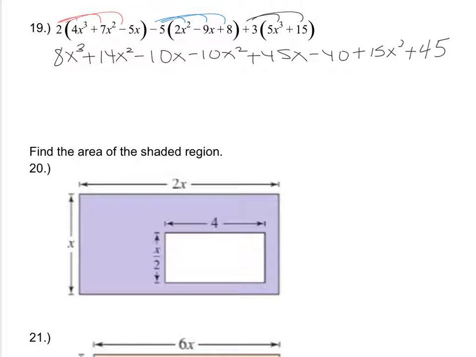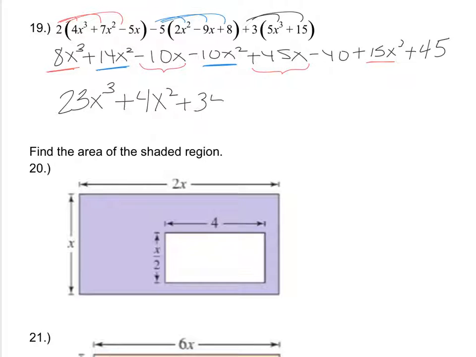Okay, we're looking for our like terms. The biggest exponent I see here is the x to the third, and I have 2 of those. So those are adding. 8x to the third plus 15x to the third is 23x to the third. 14x squared minus 10x squared is positive 4x squared. Minus 10x plus 45x is a plus 35x. And then finally, minus 40 plus 45 is a plus 5.